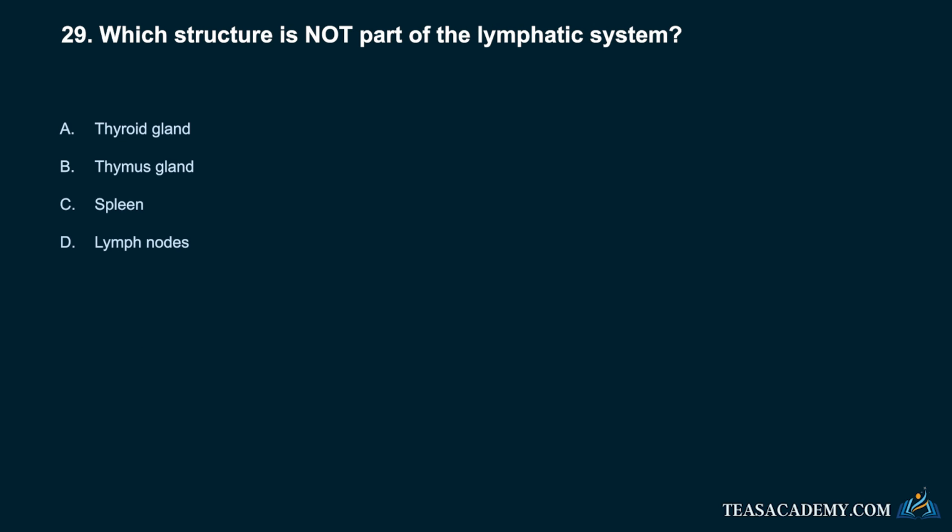29. Which structure is not part of the lymphatic system? A. Thyroid gland. B. Thymus gland. C. Spleen. D. Lymph nodes.